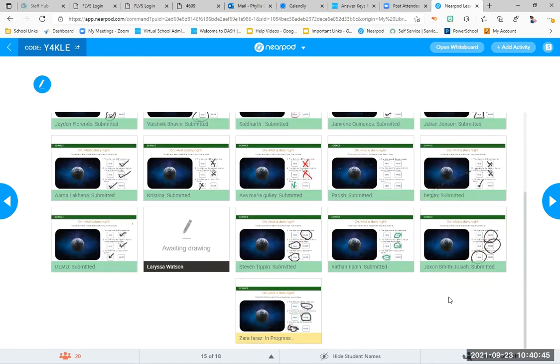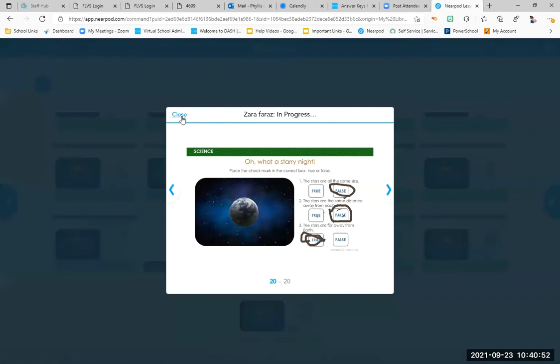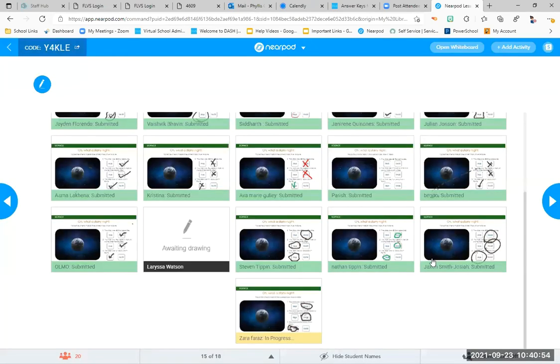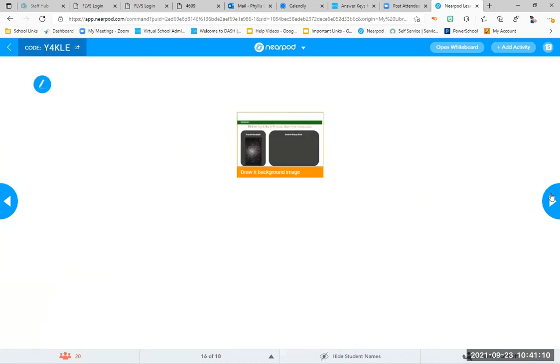Nathan, very nice. Jackson, yes. Almo, I like that. Who's this at the bottom? Zara, very good. I agree. It should be false. They are not the same size. You're right. False. And 2, nope, they're not perfectly lined up. That's not true. That would be false. You're right. And number 3, they're far away. That is true. Okay, let's move on.